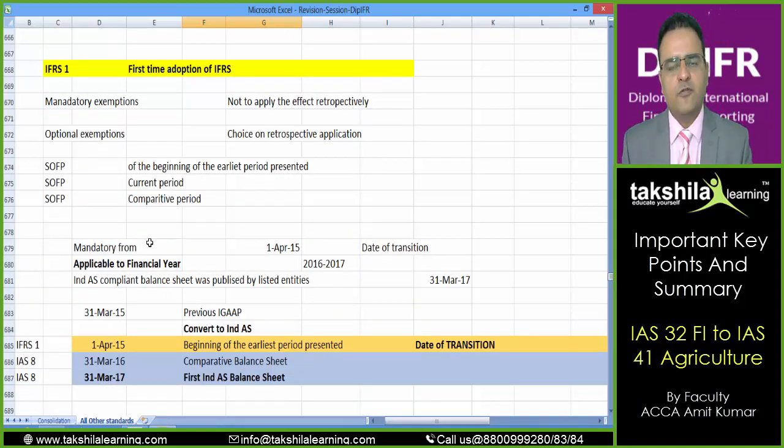IFRS 1 first time adoption of IFRS we have already discussed as part of discussion in IAS 1 presentation of financial statements, and when we were discussing IAS 8 accounting policies, changes in accounting estimates and errors, and why this standard is being introduced to avoid application of retrospective effect on all the items which we are going to convert.